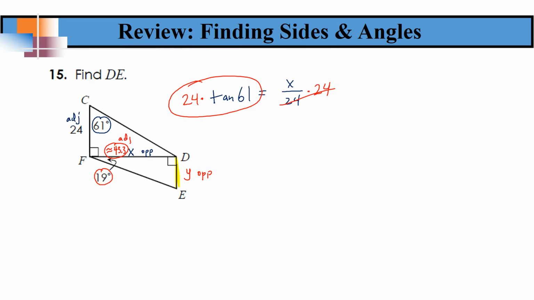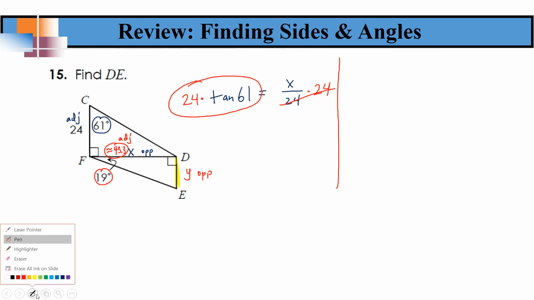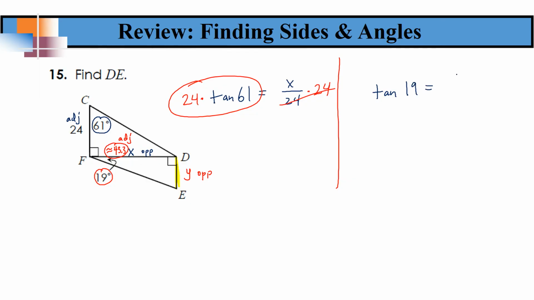43.3 is our adjacent leg, which means we're going to be using tangent again. Let's go ahead and set this up. We want to say tangent of 19 degrees is equal to the opposite leg, that's y, over our adjacent leg, which was 43.3, again, approximately.